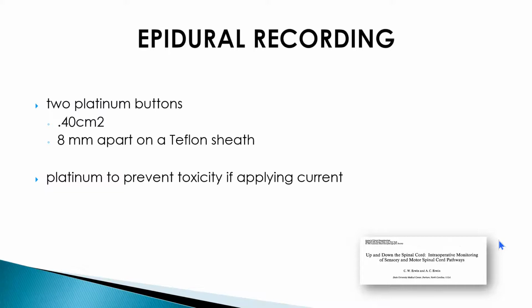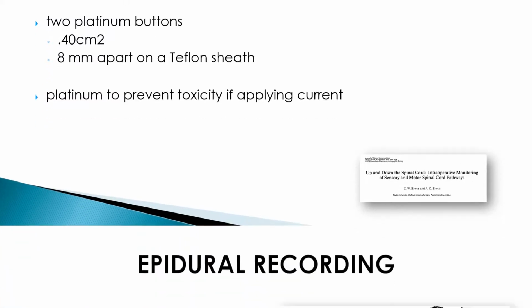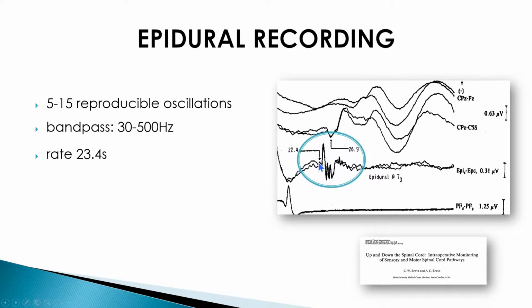The electrode that was used in this publication called Up and Down the Spinal Cord was composed of 2 platinum buttons on a Teflon sheath. The buttons were 0.40 centimeters squared and 8 millimeters apart. They were platinum to avoid toxicity if we should happen to stimulate with this electrode. This is what the recording looks like right here. It's a multiphasic, very reproducible response. The filter settings or the band pass: low frequency filter of 30, high frequency filter of 500. And this particular recording was recorded at a stim rate of 23.4.